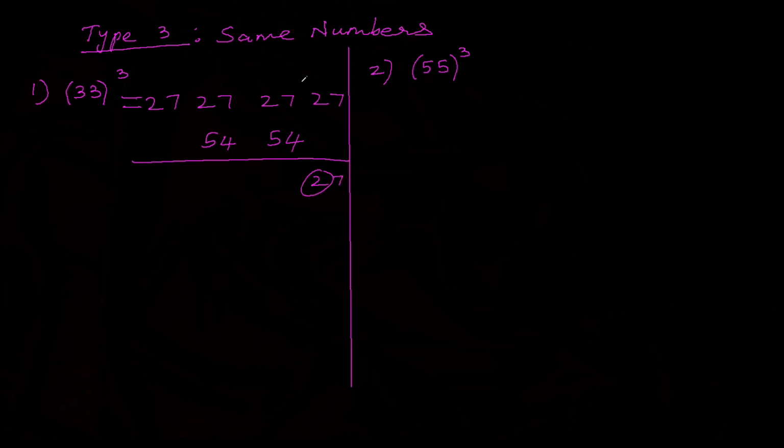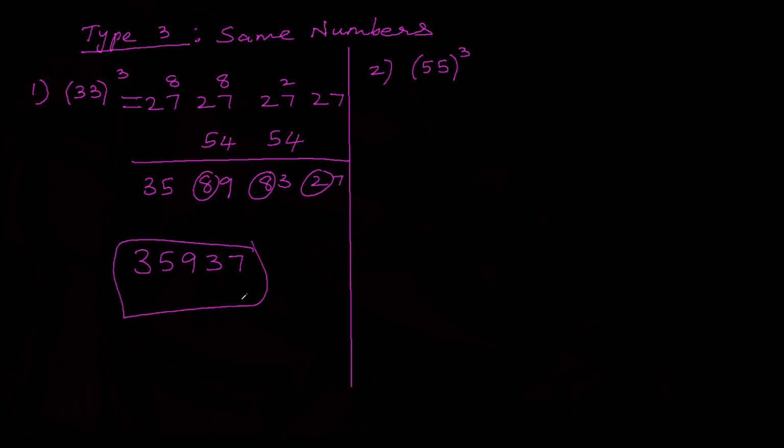27, 2 is the carry here. 9, 13, 1, 8. 8 is the carry here. 15, 19, 1, 8. 8 is the carry again. 35. Now writing the numbers without circles will give you the answer. So 33 whole cubed is equal to 35,937. Let's do one more question to understand the concept very well.